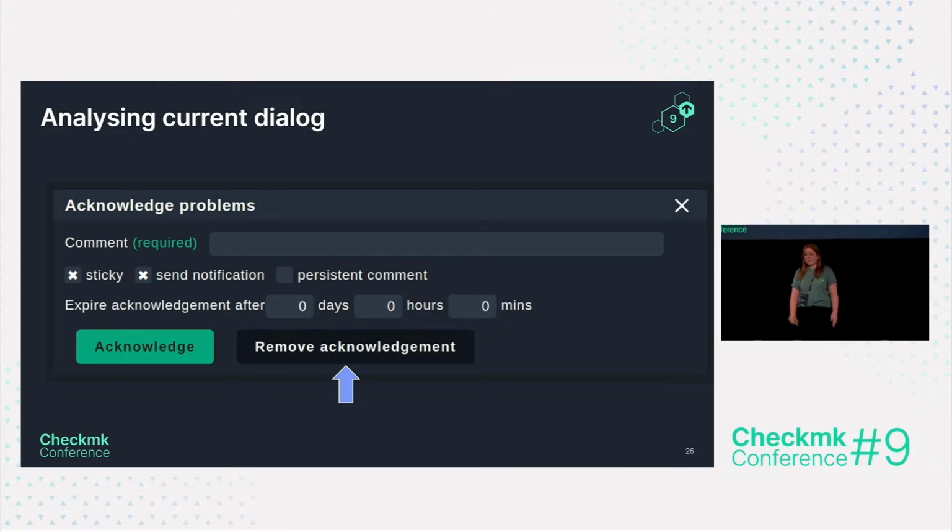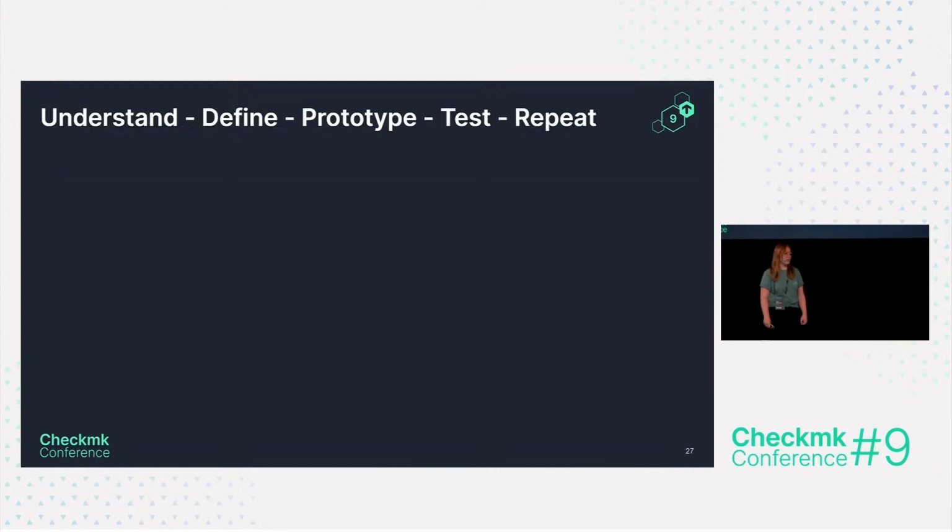As you can see, there's much room for improvement, and also acknowledging a problem is kind of crucial for your daily monitoring. So we decided to rework the dialogue so you can be faster and it's less error prone. And we started the process: understand, define, prototype, test, and repeat.